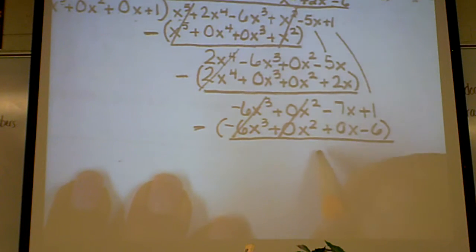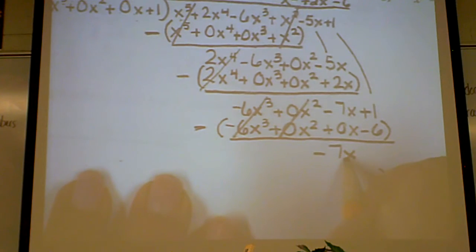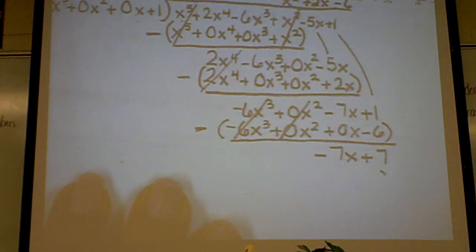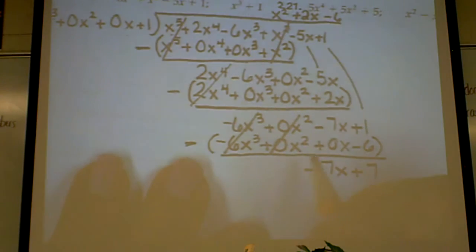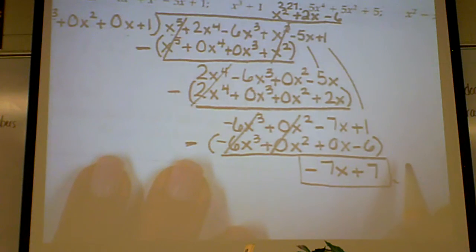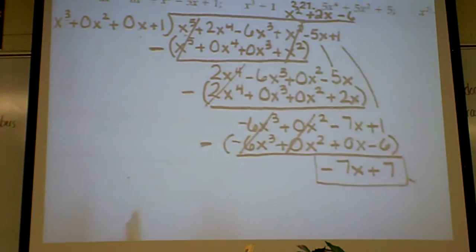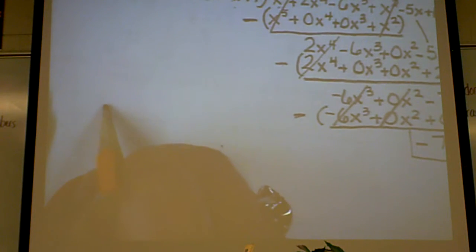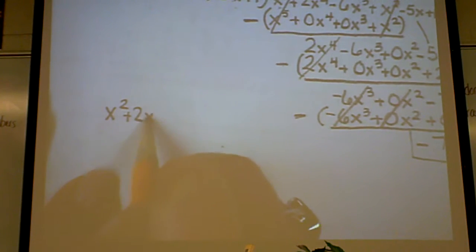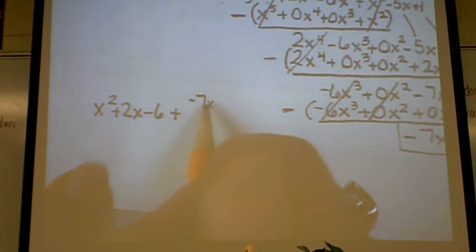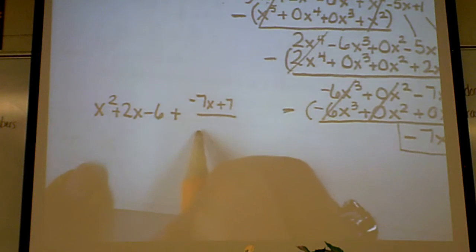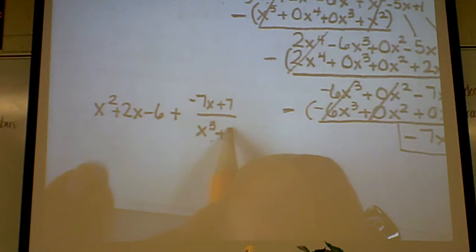What kind of 7? Is anyone lost? What's my remainder? All of this is your remainder. So how will you write this answer? It looks like this. It's going to be x squared plus 2x minus 6 with a remainder of negative 7x plus 7 over x cubed plus 1.